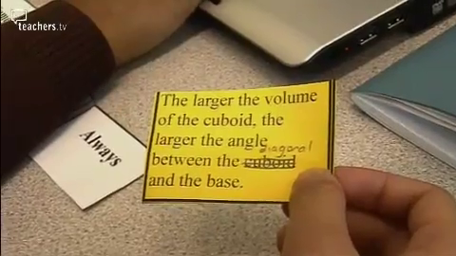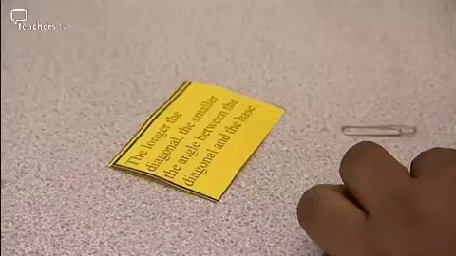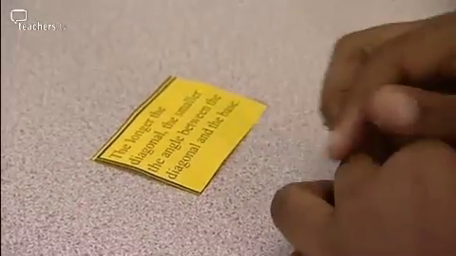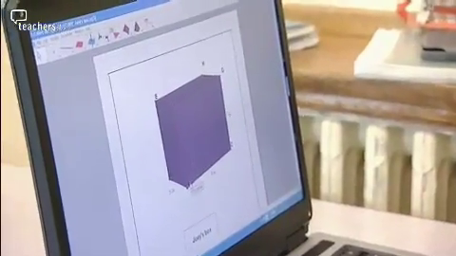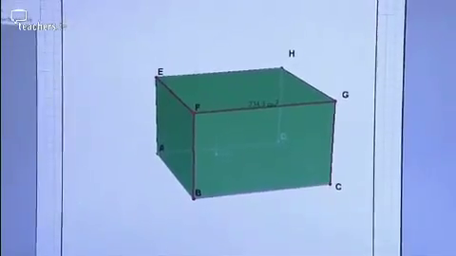The larger the volume of the cuboid, the larger the angle between the diagonal and the base. So we're just trying to make the cuboid now and trying to find out the angle. So you make a diagonal between, let's use H and B, or E and C, right?